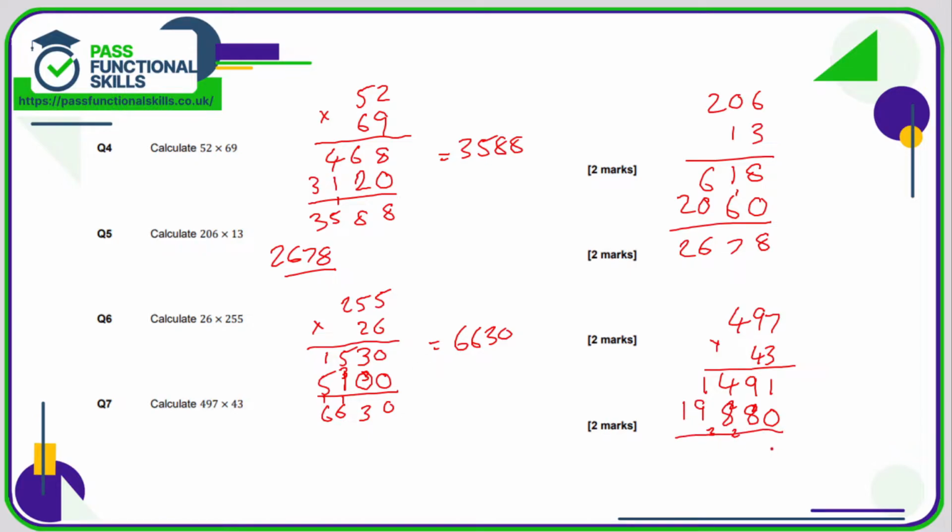Add these together: 9 plus 8 is 17, carry the 1. 8 plus 4 is 12, plus the 1 is 13. 9 plus 1 plus 1 is 11, 1 plus 1 is 2. So here the answer is 21,371.